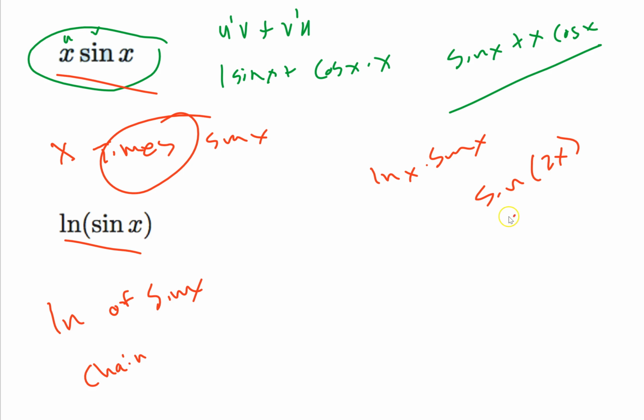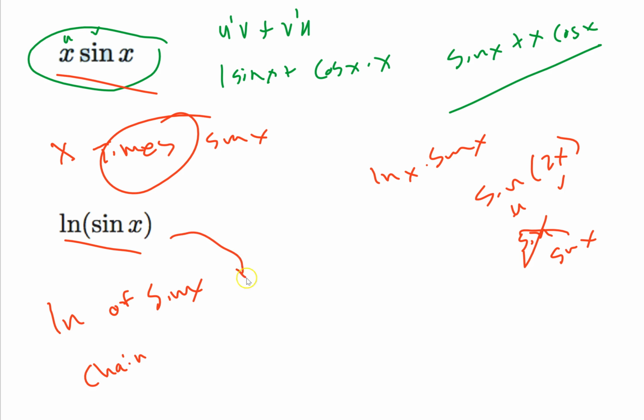Sine of 2x, they'll be like, oh, this is a product rule, u and v. No. Sine, you never just see this. That's nonsense. It has to be sine of x. That's why this is not a product rule. This is a chain rule. So anyway, chain rule right here also.